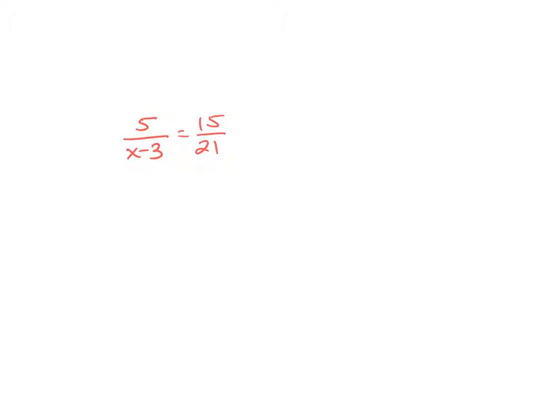Here's another example. Once again, I have two fractions that are equal to each other. So I'm going to go through this process of cross multiplying. I'm going to say, well, 5 times 21 has to equal 15 times (x − 3). Make sure that that x − 3 is inside your set of parentheses. I know that 5 times 21 is equal to 105.